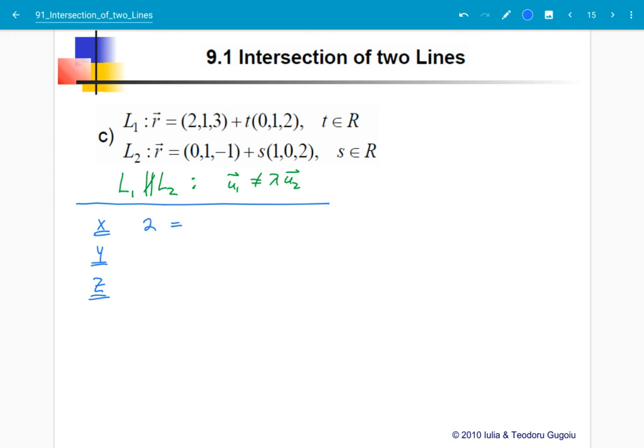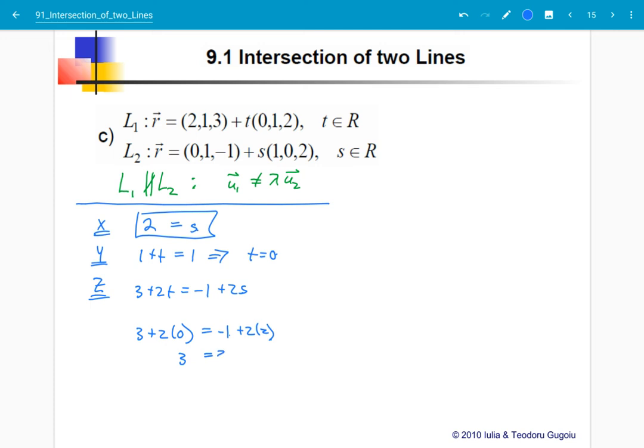2 is equal to s. 1 plus t is equal to 1. And then I have 3 plus 2t is equal to -1 plus 2s. There I have an s. t has to be equal to 0. So I'm going to substitute that into the equation. I have 3 plus 2 times 0 is equal to -1 plus 2 times 2. I get 3 is equal to 3.